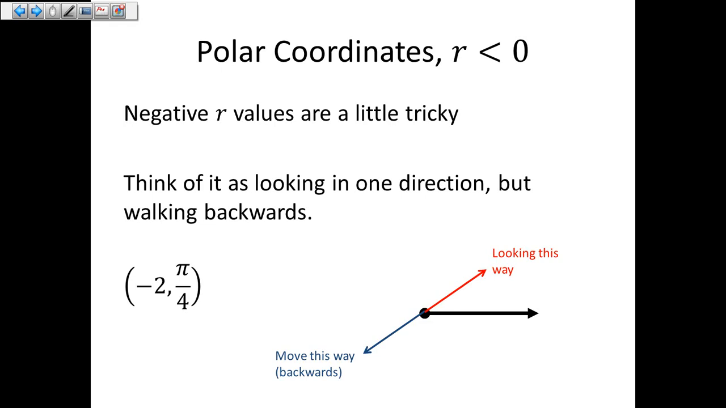So -2 comma pi over 4. We still look in this direction here. Pi over 4 is still this angle right here. We're still looking in this direction, but we walk backwards 2. So this point is over here somewhere. -2 basically means walk backwards 2. So there's my point.